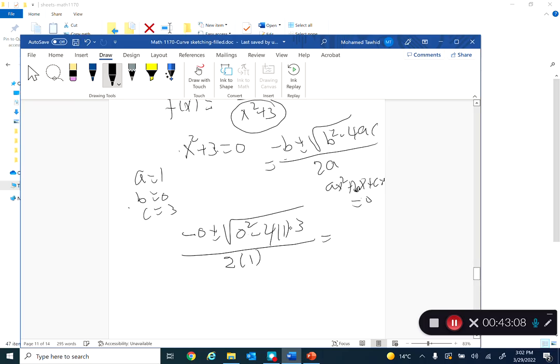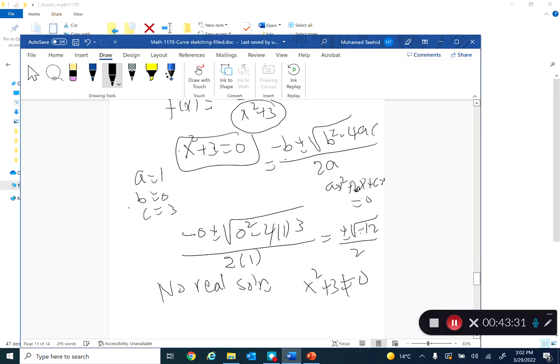If I look at this one, it will have plus or minus square root of negative 12 over 2. Square root of negative 12, when I use technology, gives an error. That means this value does not exist, so if I'm not able to solve it, there is no real solution. This cannot be 0, because when I assume it's 0, it turned out impossible, since I have a square root of negative 12.